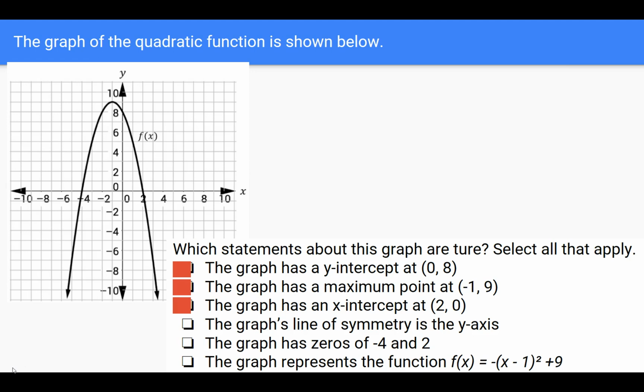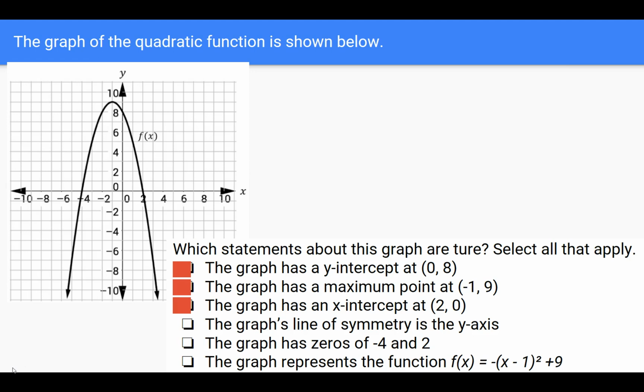Is the y-axis cutting this parabola in half? No, it is not. What's cutting this in half? Remember, look at the vertex. It's cutting through the x. What x is it? It's cutting through -1. Yeah. So that's not true. The line that's cutting my parabola in half always goes through the vertex. Since my vertex was -1, 9, the x that's going to cut it in half is -1.